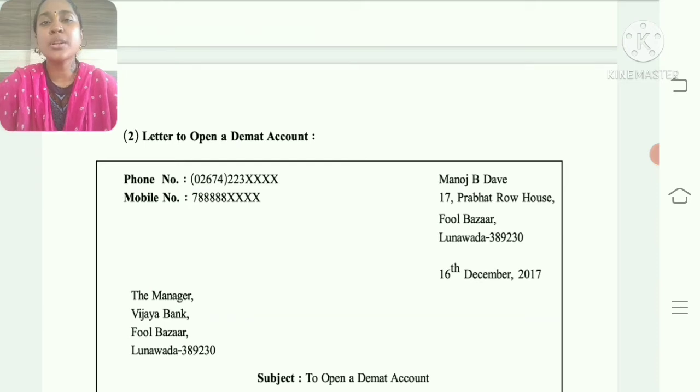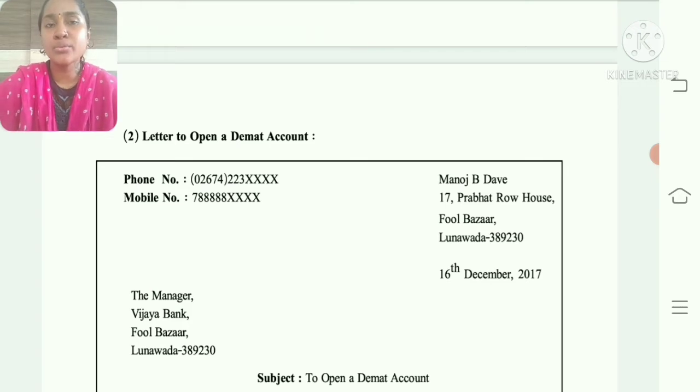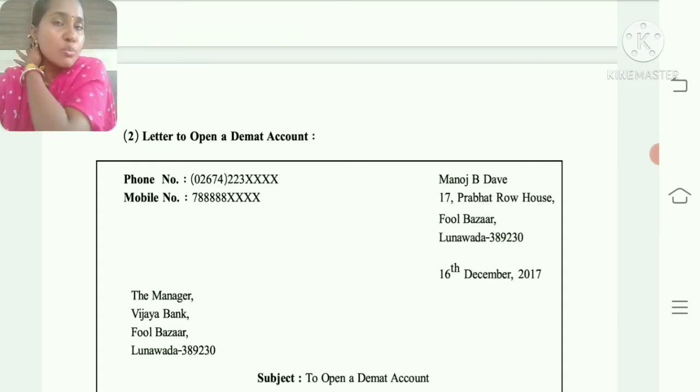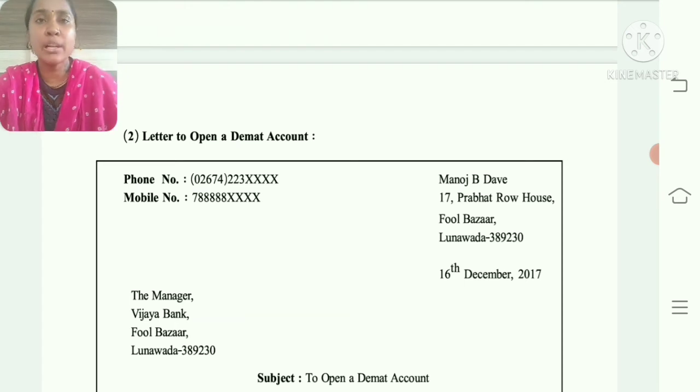For the first portion, you have to write your phone number and mobile number on the right side. What is the phone number? 026743223 with 4 X's, given because in specimens we do not give the correct number, so it is just a random number. After that, a mobile number is given, 7878. If you have a landline number, you can write it as the phone number, and your mobile number can be written in the mobile number portion.